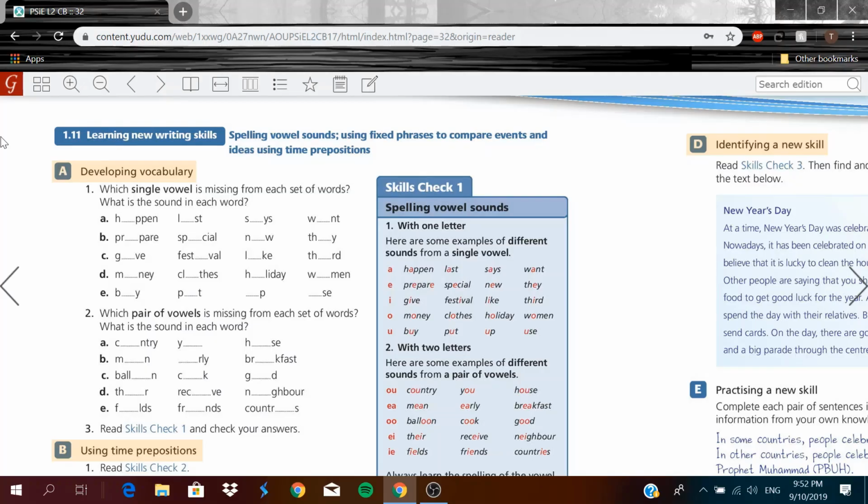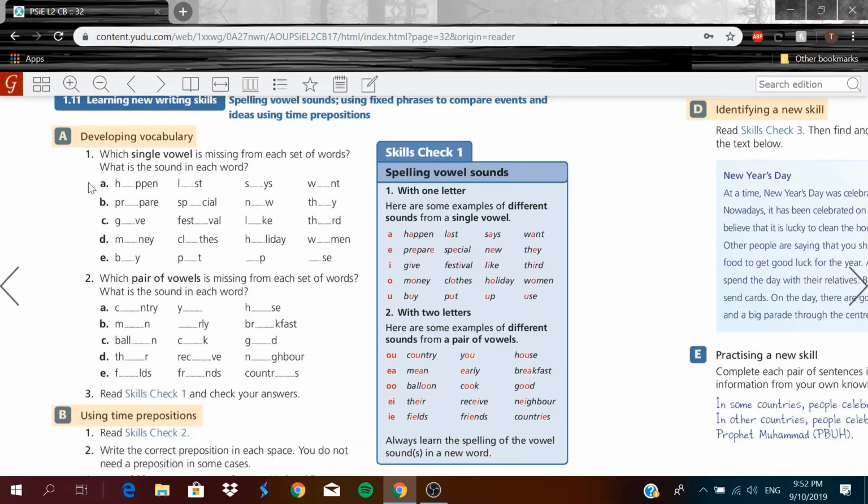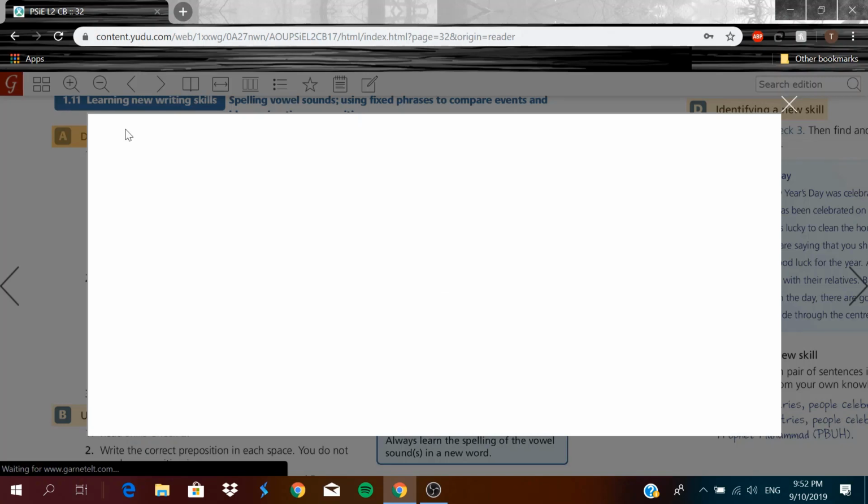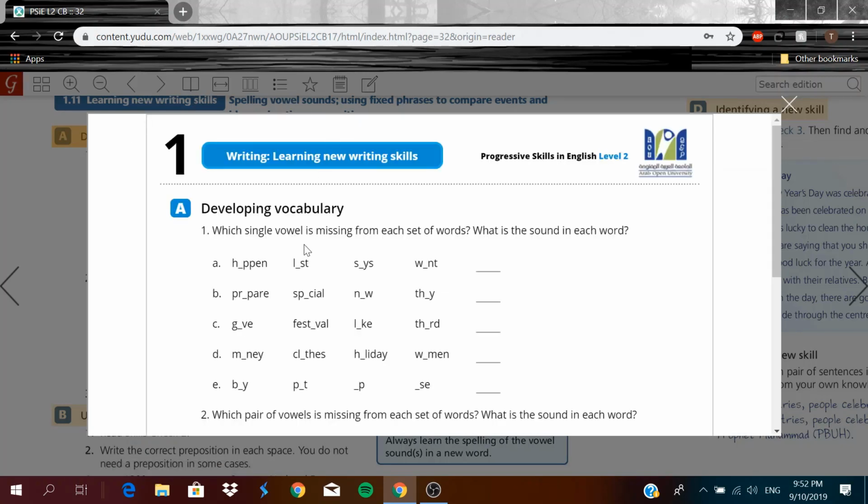Here we have 1.11, learning new writing skills. We have spelling vowel sounds, and using fixed phrases to compare events and ideas using time prepositions. So that's going to be our topic in the next 2 pages. Let's start with developing vocab exercise A. Which single vowel is missing from each set of words? What is the sound in each word? So we have some single vowels missing from each set of words, and what is that sound going to be like when we write it down?